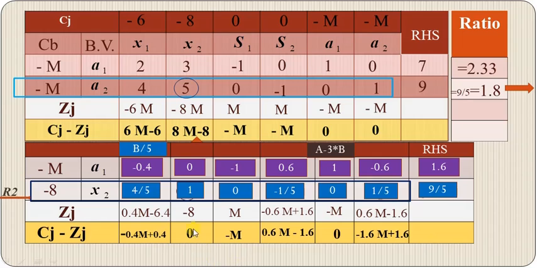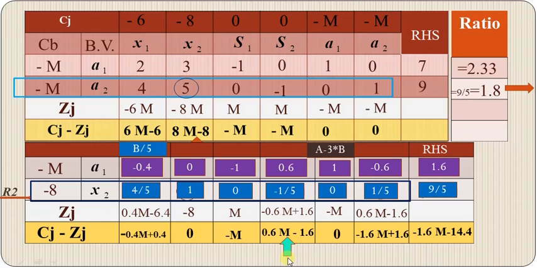Again, for finding entering variable, find out the maximum positive value from the Cj minus Zj. So you can see here this m is having negative coefficient, so this is not the maximum positive. The 0 value is also minus m, so we have to find out which value is maximum positive. You can see here m is having positive coefficient, so 0.6m minus 1.6 is the maximum positive value. Now this is your entering variable. Okay, similarly we can find RHS.